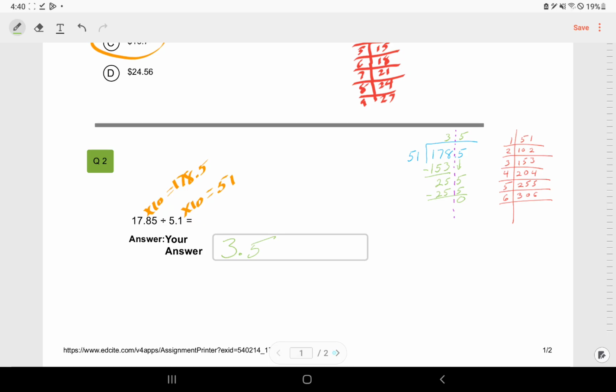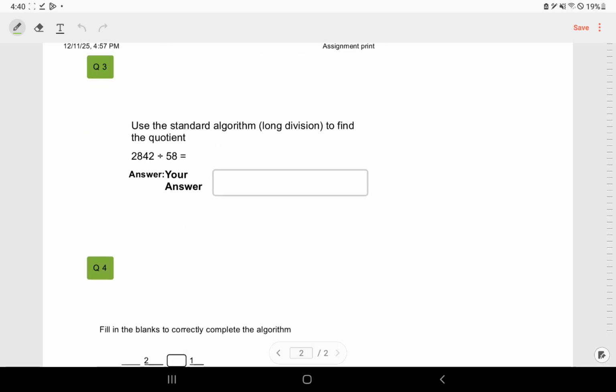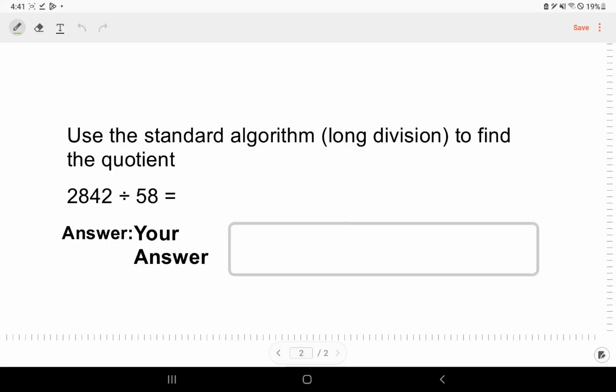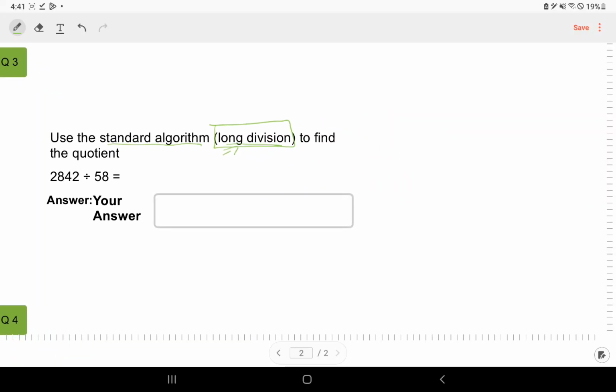Okay. So now we go on to our next question. Now, the standard algorithm means long division. It's not going to say long division on your quiz. It's just going to say use the standard algorithm to find the quotient. You have to realize that that means long division. So we've got a whole number divided by a whole number. So we're just going to go and do 58 into 2842.